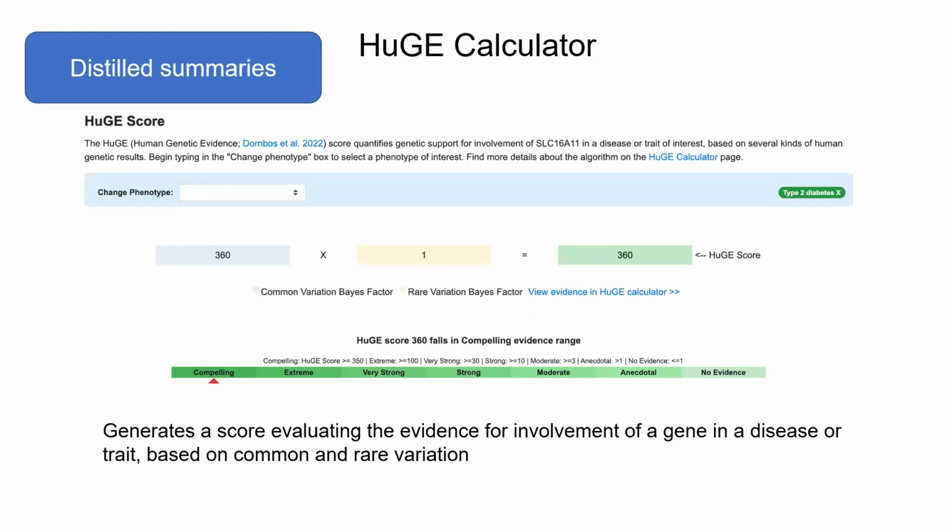One more example of a distilled summary is a tool that's also in development called the Huge Calculator. This was developed by Peter Dornbus and Jason Flannick. It's based on the same idea that genetics can be very informative for different kinds of research, but it's not really accessible. People who are not expert geneticists can't really evaluate how much genetics supports their hypothesis of the involvement of a gene of interest in a trait or disease of interest. So the Huge Calculator is a way of giving a score to that evidence, and it looks at both common and rare variation and assigns a score.